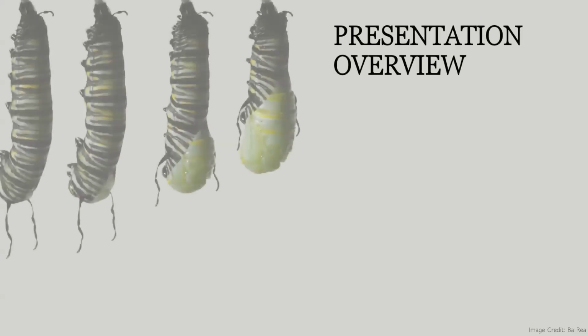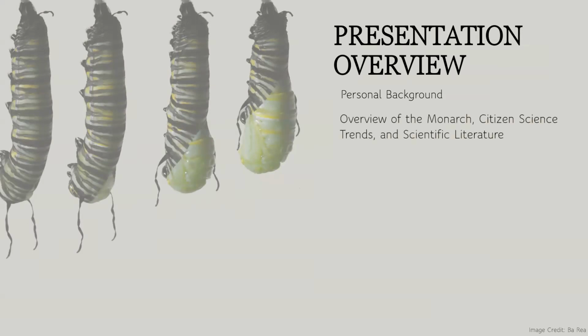So throughout the course of my presentation, I will be covering the following. I'll go into a little bit of my personal background, kind of go through the thought process and how I arrived at this topic. I'll provide a brief overview of the monarch butterfly, which is Danaus plexippus plexippus, the migratory American monarch. I'll go over how citizen science is being used in scientific literature and kind of the trends that I was seeing and how I got inspiration from those.